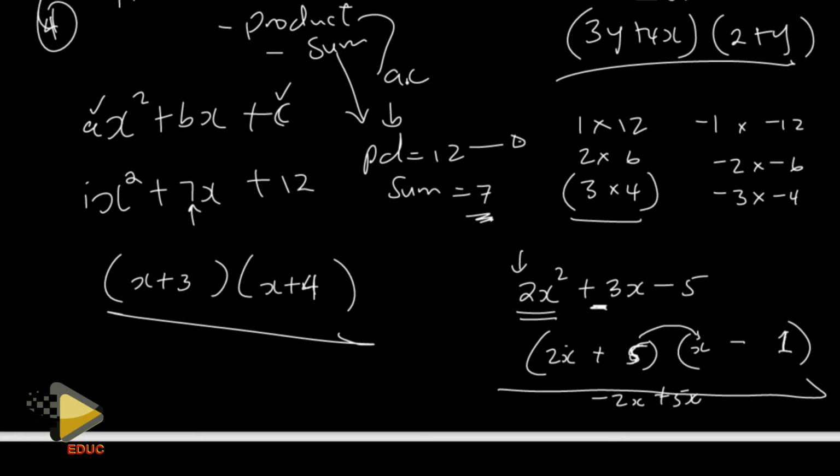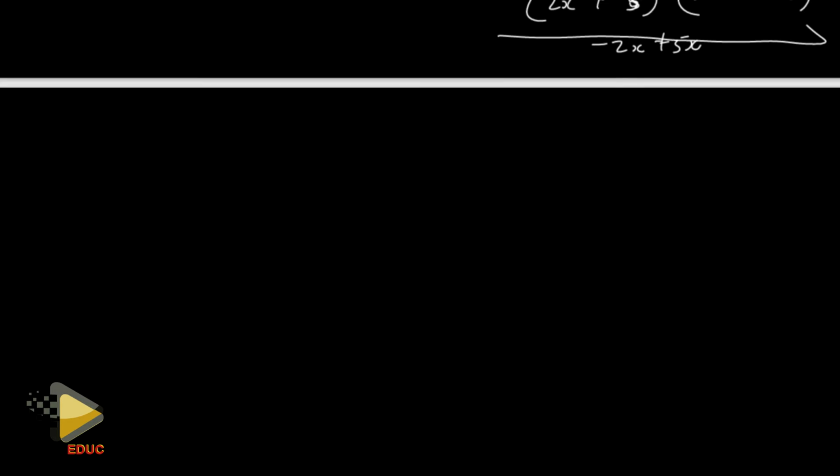Okay, look for terms that you multiply to give the first term, express them in both brackets, and then look at the last term. Numbers you multiply to give you a 5, keep on switching them around, play around with the signs until you get the correct one.